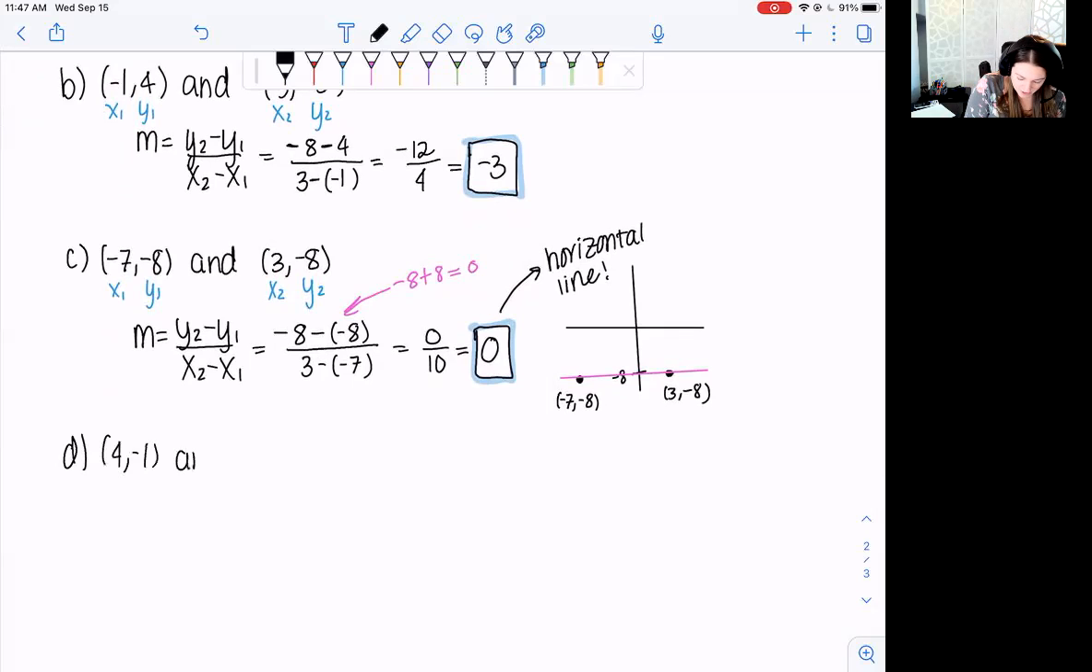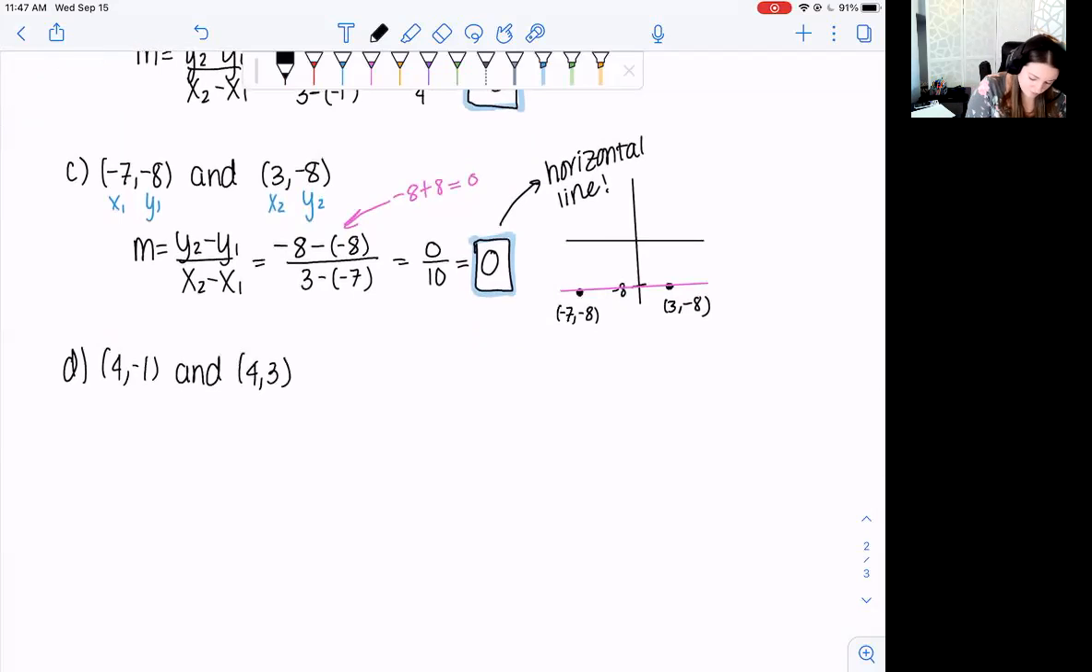Another weird thing that could happen. We have 4, -1, and 4, 3. Yes, I am writing down the formula each time. I am doing that to force you to write down the formula each time, because the more times you write it down, the more it will stick in your head.